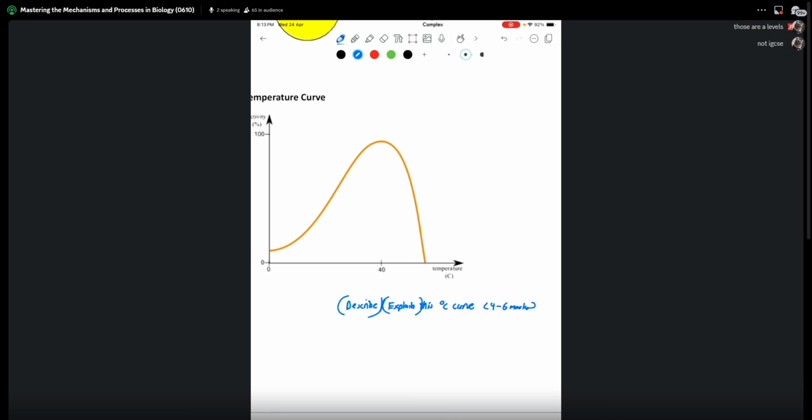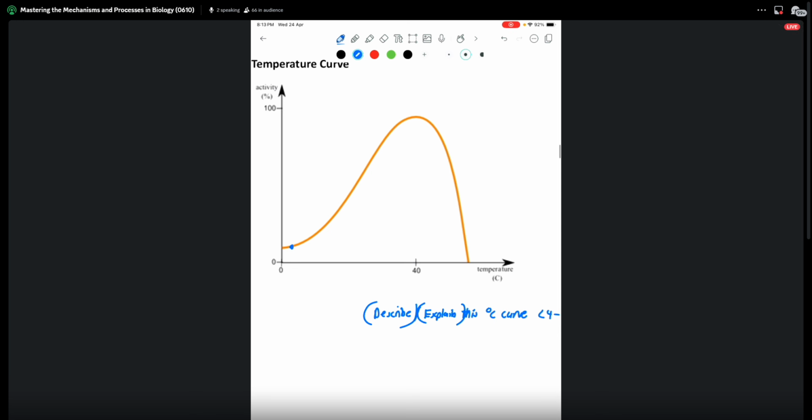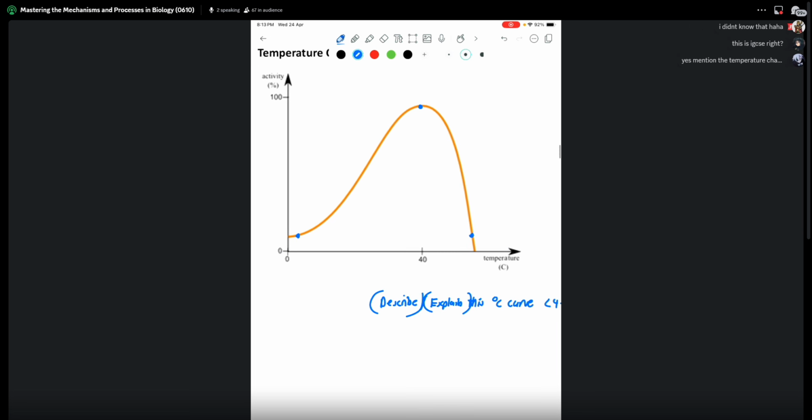Okay. So how am I going to explain this? Initially I will start with this point. I will take the first point, second point, and third point to explain. This will help me to aid my explanation. So initially, at lower temperature, there will be less kinetic energy. Therefore, there will be very little of this enzyme reaction occurring. When temperature increases, the molecules will begin to move faster.